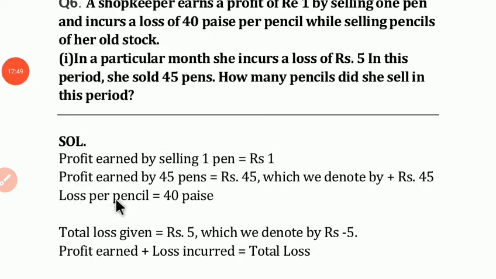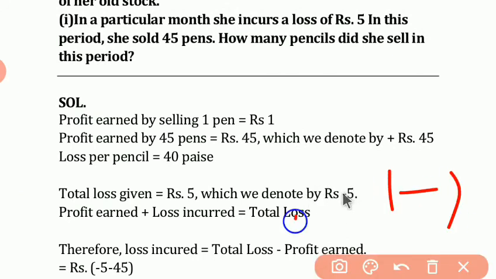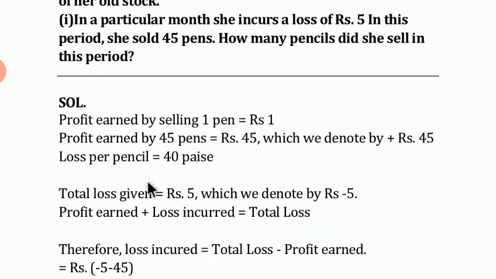And loss per pencil, per means for one pencil she will get a loss of how many paise? 40 paise. In a particular month she incurs a loss of rupees 5. It means in one month she got a loss of rupees 5 after selling 45 pens, and we have to find how many pencils she sold. So total loss is given as rupees 5, which we denote by minus. Loss means extra money we have to pay, so we will denote it by minus 5.